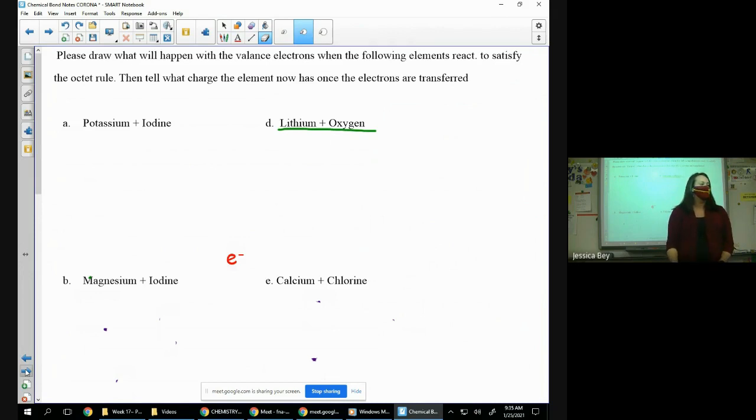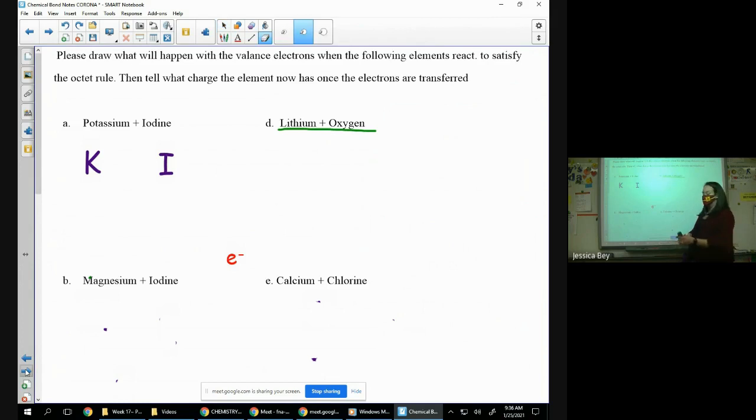Yep, and on the back of that next one. Yep. All right. Now, you're going to do what I kind of did on the notes, but you're going to do it yourself. You think it's super easy, but I'm about to throw you a curveball. Let's do it. Potassium. Does anybody know the chemical formula for potassium? Potassium is K, and iodine is I. Perfect. Now I need you to look at the number of valence electrons. It says, please draw what will happen with the valence electrons when the following elements react to satisfy the octet rule. How many valence electrons does potassium have?